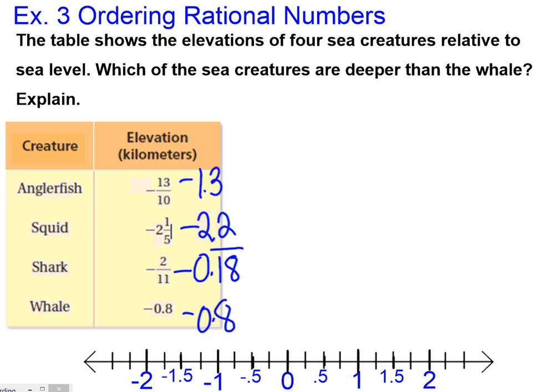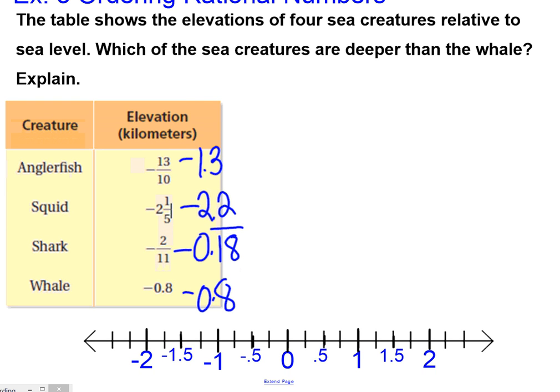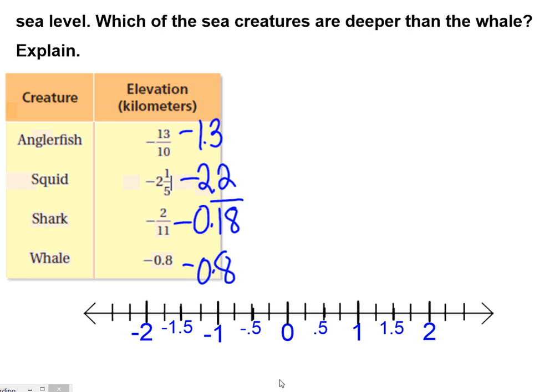Now it wants to know which ones are deeper than the whale. So the whale is at negative 0.8. And if you look at this number line, I sectioned it off into quarters. So we have 0 in the center, right there. The whale is negative, so I go left. And 0.75 would be here, so it's going to be just past 0.75, and this is the whale. Now I'm going to graph all the other elevations as well. Negative 0.18 repeating is going to be about right there, and that's the shark.